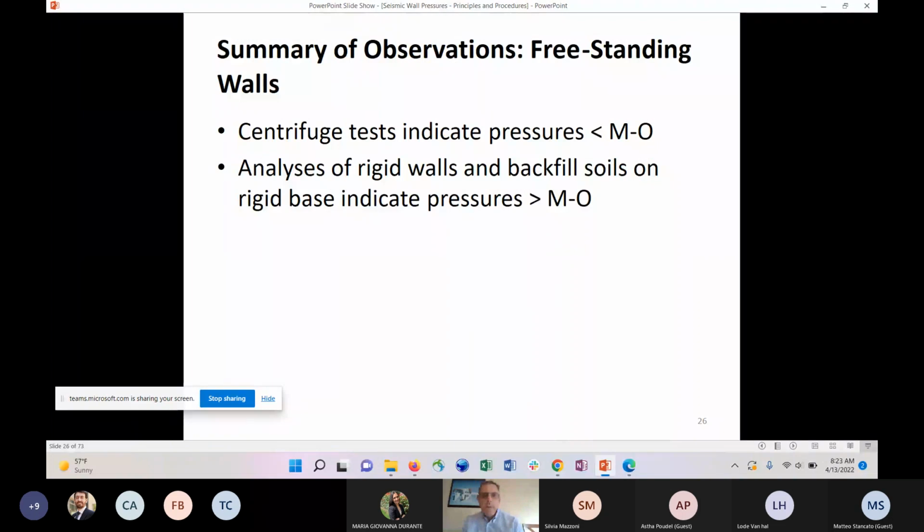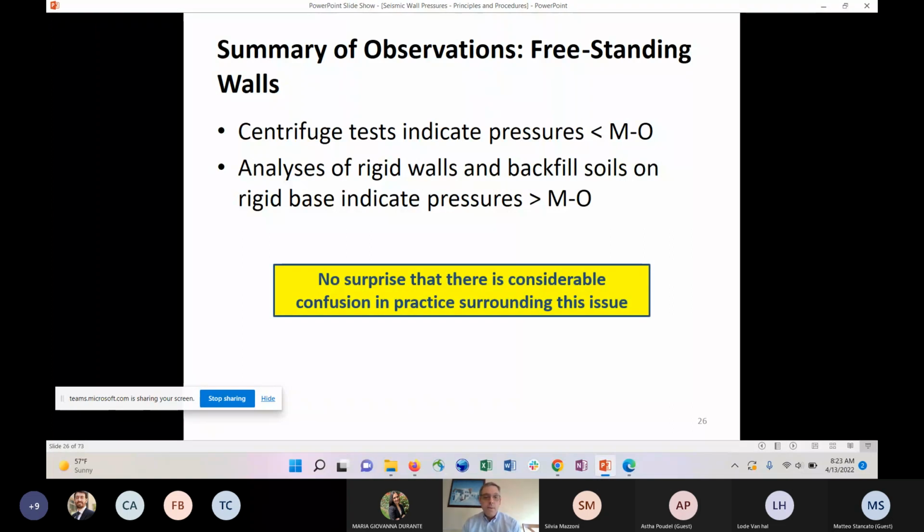So if we summarize the observations for these freestanding walls, if we look at data from centrifuge tests, the pressures that are measured there are smaller than the Mononobe-Okabe limit state solution. If we do analysis of rigid walls and backfill soils on a rigid base, we get pressures that are much bigger than the Mononobe-Okabe. So we have two conflicting results here. And this has led to a lot of confusion where some folks say, well, Mononobe-Okabe is a bad solution because it's too high. And other people say Mononobe-Okabe is a bad solution because it's too low.